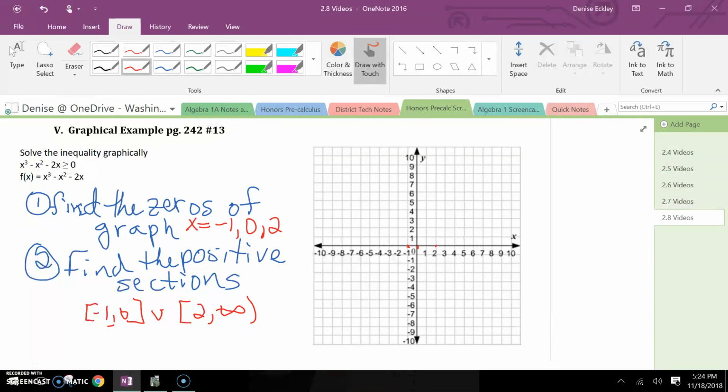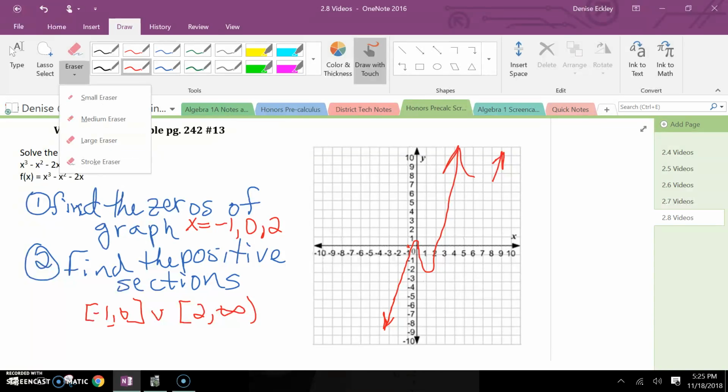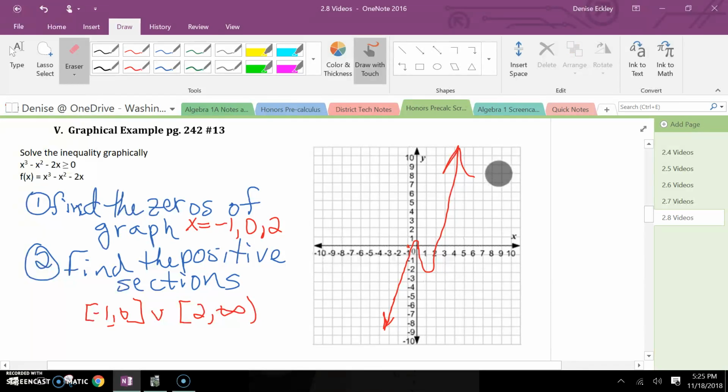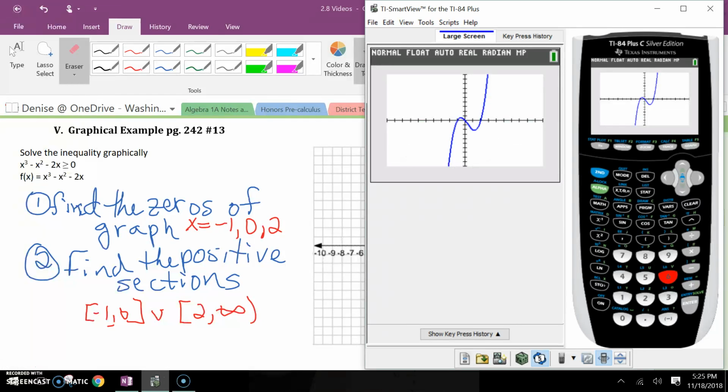And when we draw it, we could have done it without the graphing calculator, because our end behavior would tell us that it starts down at this end and it's going to finish up here. We have those 3 zeros, so it's going to come across the first one, turn around, go down, turn around, and come back up like that. So that would be our graph, which you can also see on the graphing calculator.